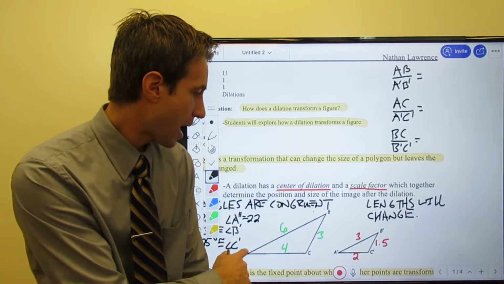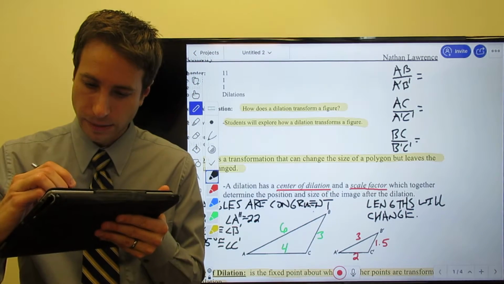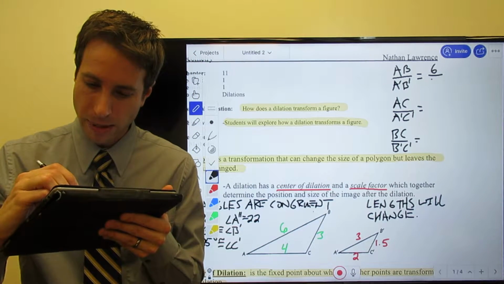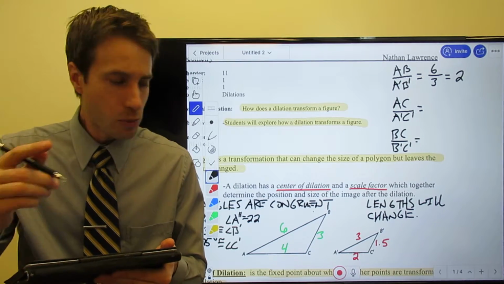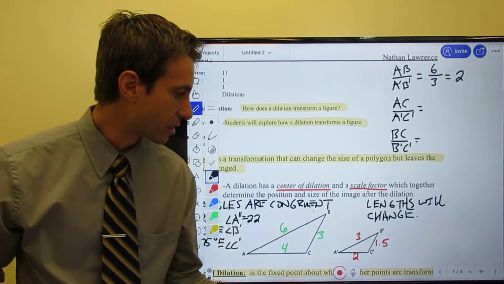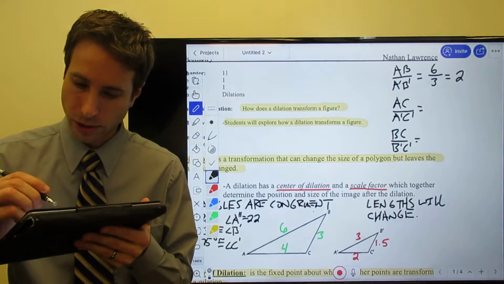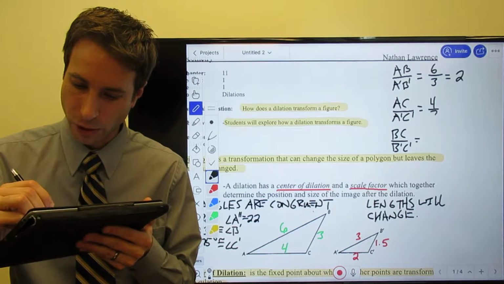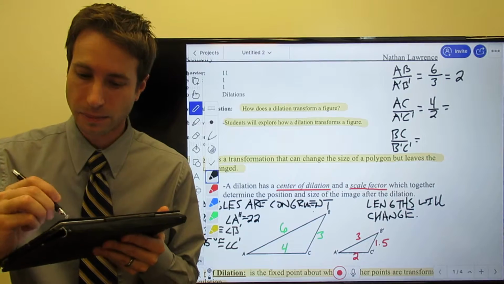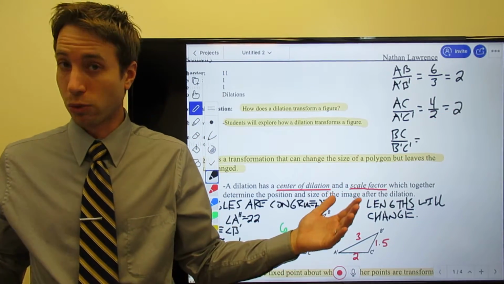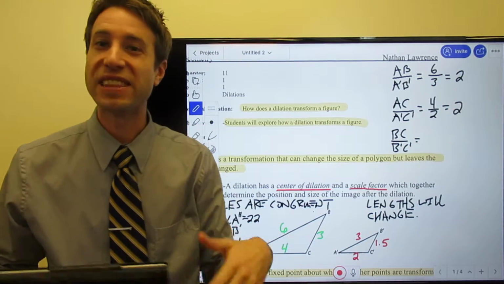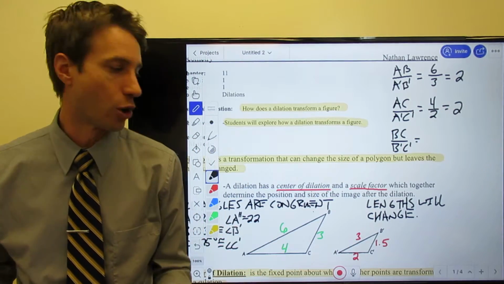So here we go. AB is 6. A prime B prime is 3. 6 divided by 3 is 2. Okay, what about the next one? Well, AC is 4. A prime C prime is 2. So that'd be 4 over 2, which again is 2. So far, so good. Both of these have the exact same ratio, a ratio of 2.